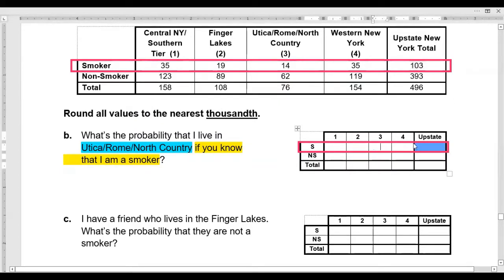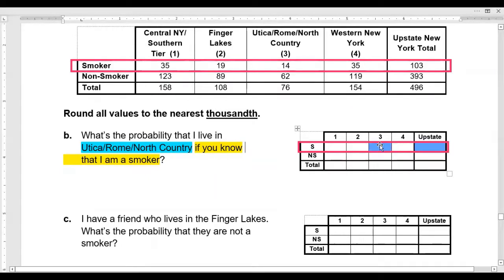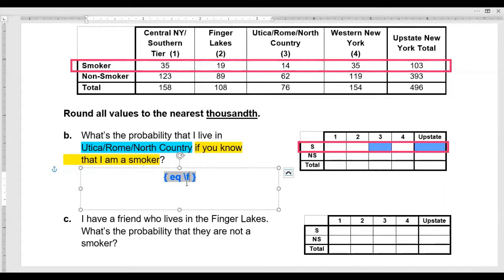So we're looking in this particular region in which there were 14 and 103 total. So let's do an approximately equal and find the rounded value. So when rounded, this is going to be 0.136.